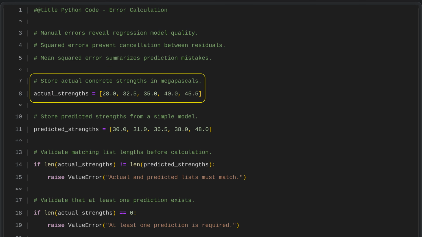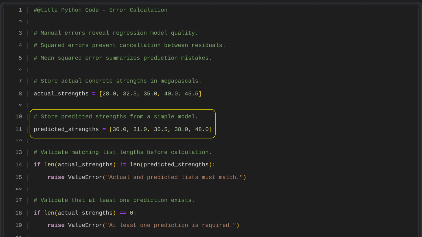We store the actual concrete strengths, measured in megapascals, as the true values for each sample. These values will be compared with the model's predictions to calculate prediction errors. The predicted concrete strengths are stored as a list of model outputs in megapascals. These predictions can then be compared with the actual strengths to calculate errors and evaluate how accurately the model performs.